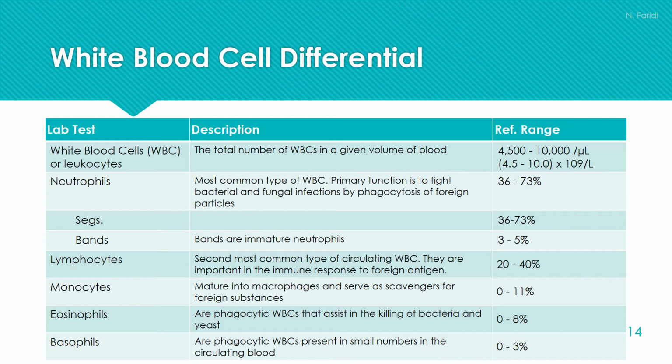Next, I would like to highlight neutrophils. These are the most common type of white blood cells. Their primary function is to fight bacterial and fungal infections by phagocytosis of foreign particles. The two types of neutrophils are segs and bands. Bands are immature neutrophils. In clinical practice, sometimes you might hear a left shift or a right shift.